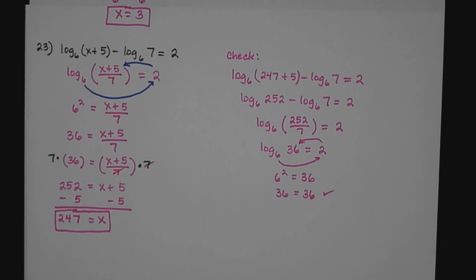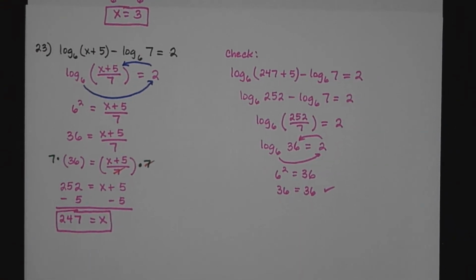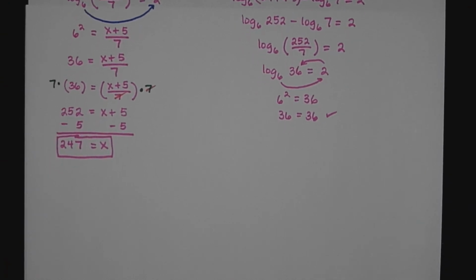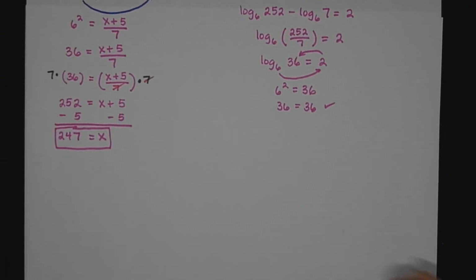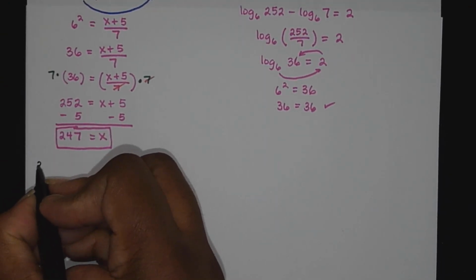Okay. All right, any questions about problem number 23? All right, 24 and 25 are exponential equations. These you are not required to do the check.